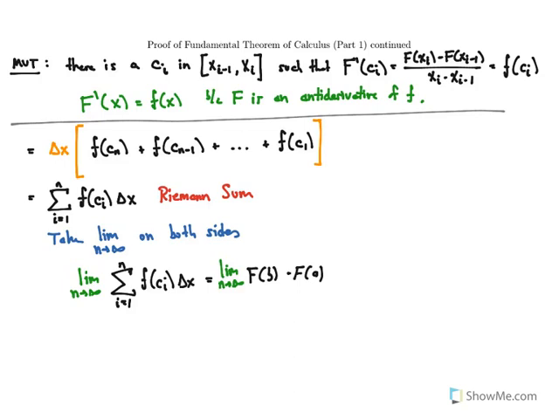In the last two sections, we talked about what this limit of this sum is going to be. This is exactly the definition of the definite integral from a to b of f of x dx. And when I'm taking the limit of these values, capital F of b minus capital F of a is a constant.